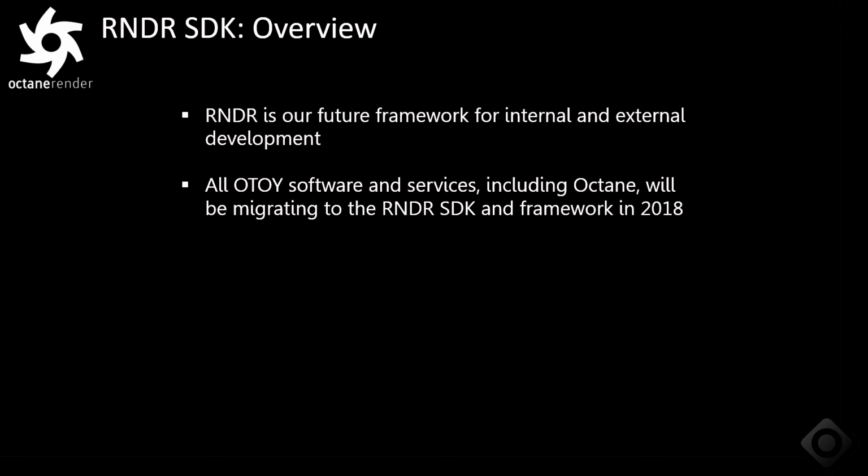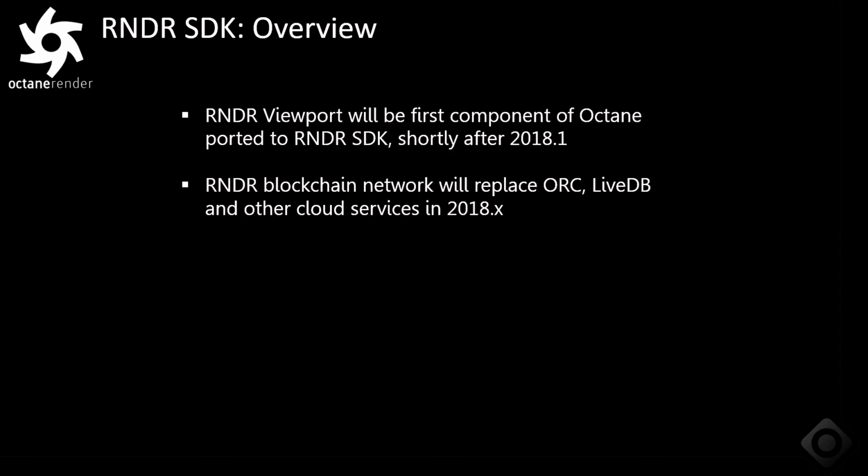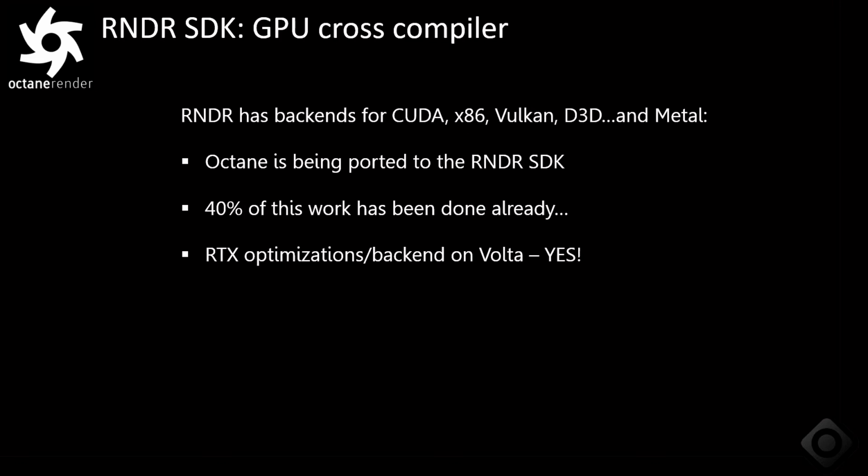And this SDK is the future of our company. So we've been building everything in Octane on CUDA. We've done our own GPU compilers, but going forward, even Octane is going to be rebuilt on the Render SDK, and there's a lot of value that comes from that. So pieces of Octane also will move to the blockchain, things like LiveDB, of course, the cloud service, the rendering piece. But so far, we have these backends that allow us to take things that are built on the Render SDK and spit out binaries for CUDA, x86 CPU, Vulkan, Direct3D, and Metal.